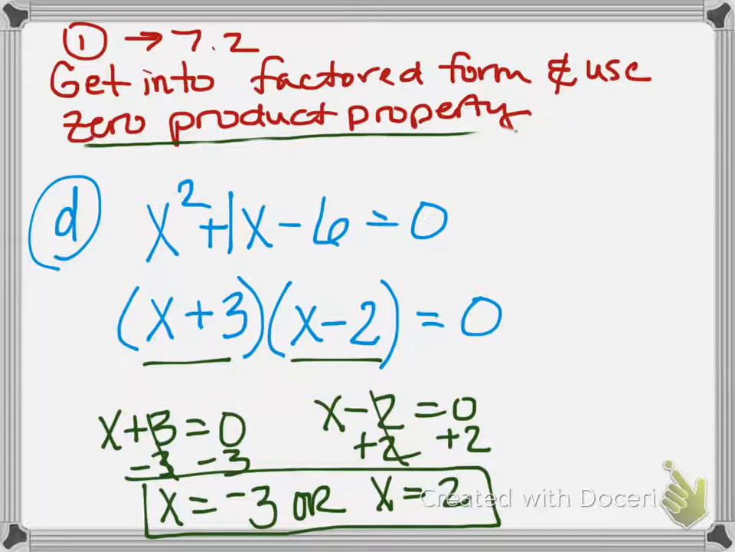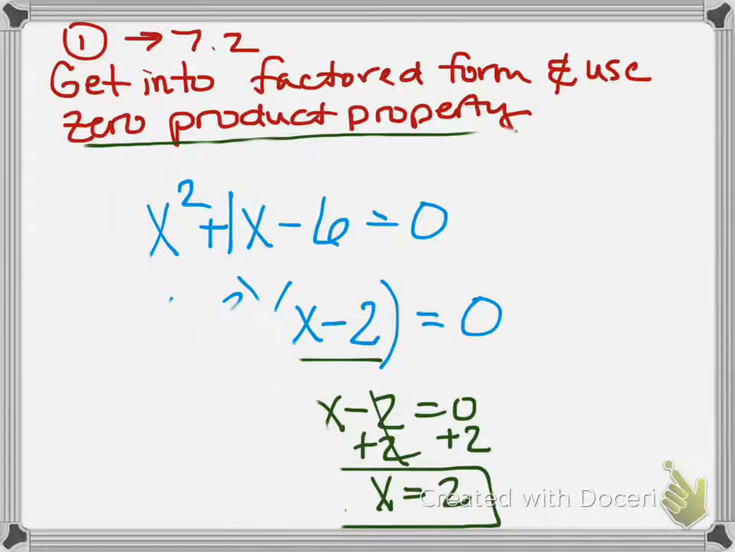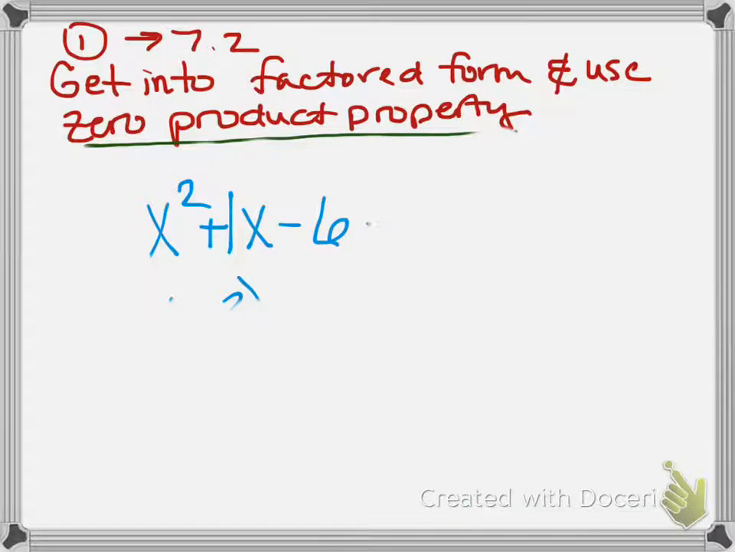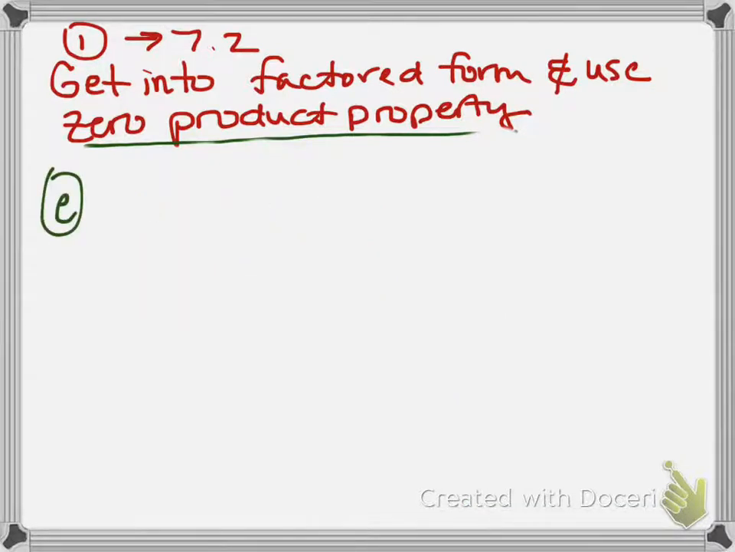Okay, factoring first. E is x squared plus 7x equals 0. So here we still have a quadratic, so I can still factor, but it's not a trinomial and it's not the difference of perfect squares. I do notice though that both of these terms have an x in common.